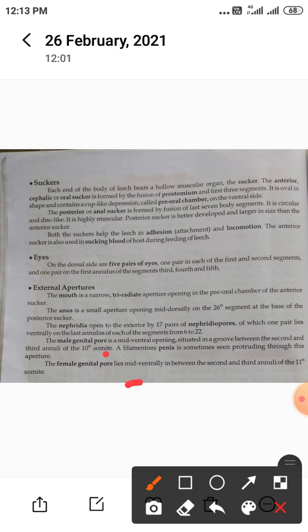The female genital pore lies mid-ventrally between the second and third annuli of the 11th somite. These are the external features of leech.